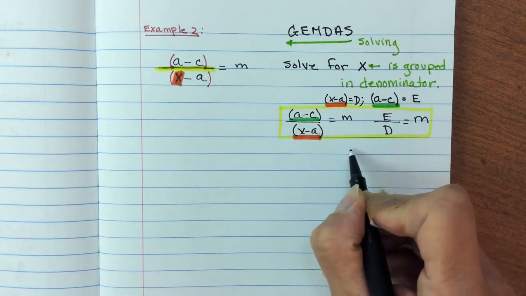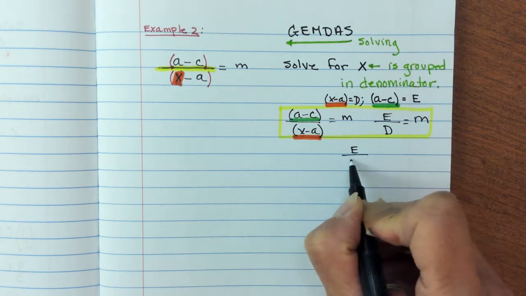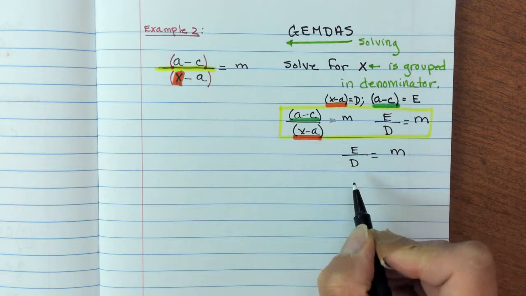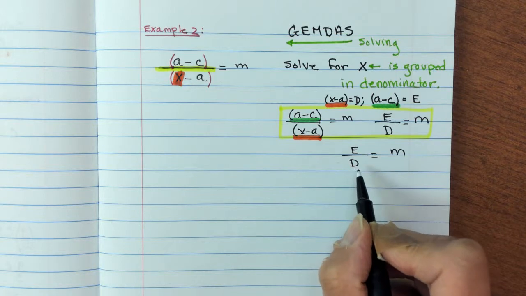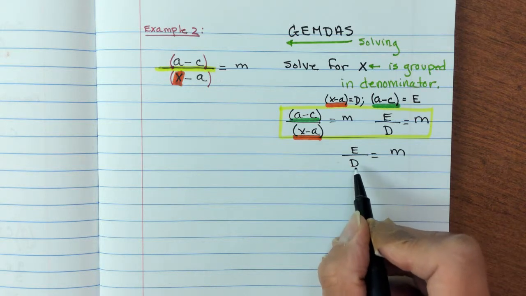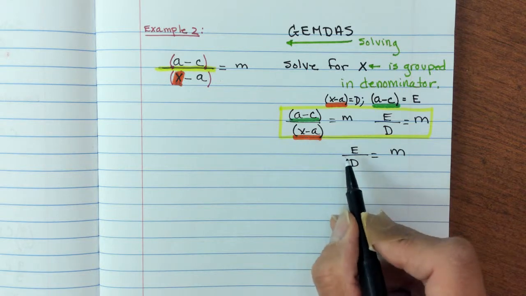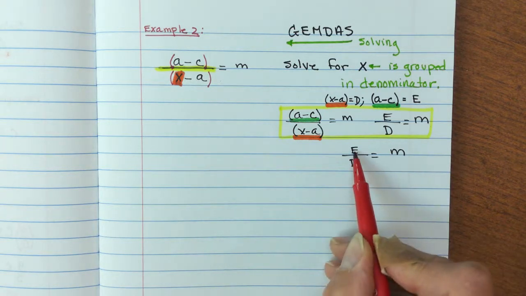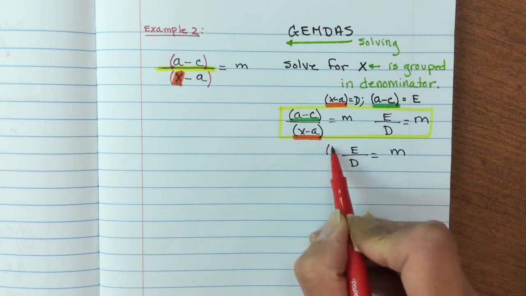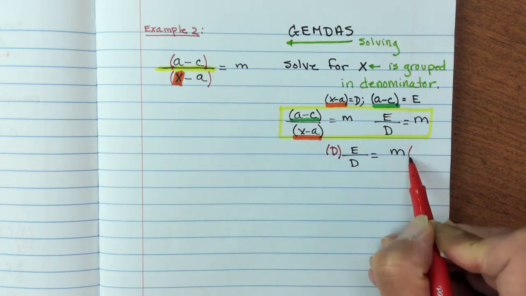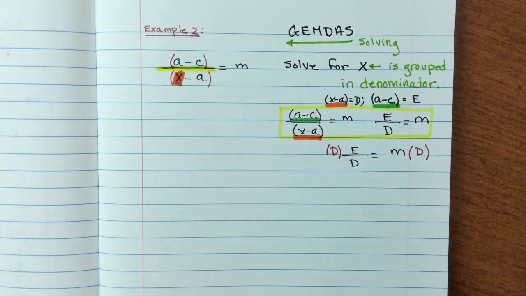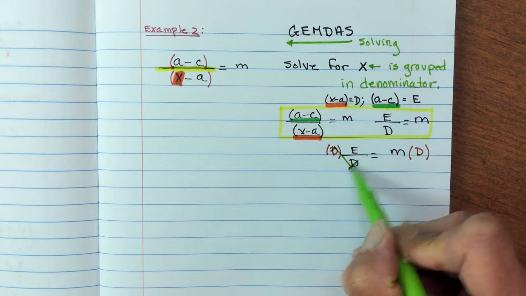So I'm going to rewrite this. If I have E divided by D equals M, I want to get this D out of the denominator because that's what I'm solving for. I'm solving for the grouping. I have to get the group alone. So that means I would have to do the inverse operation. This is in the denominator, so I'm going to multiply in the numerator. What I do to one side, I do to the other. So we know that D divided by D is 1.